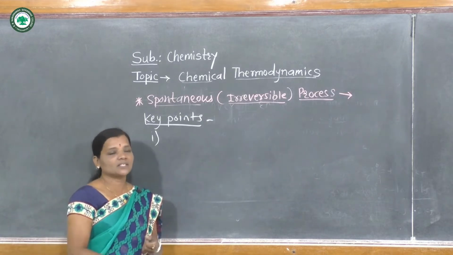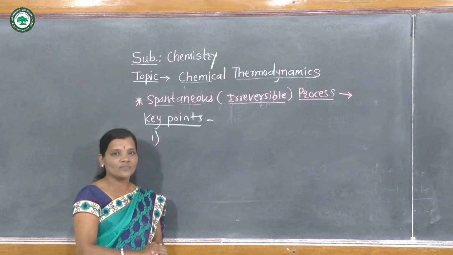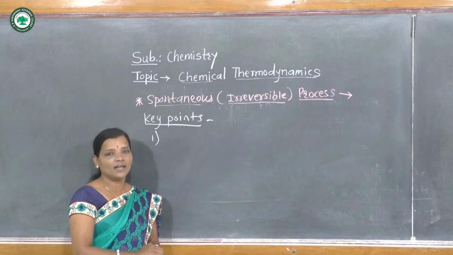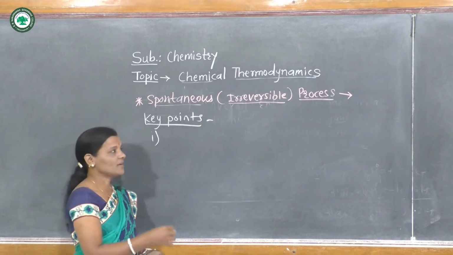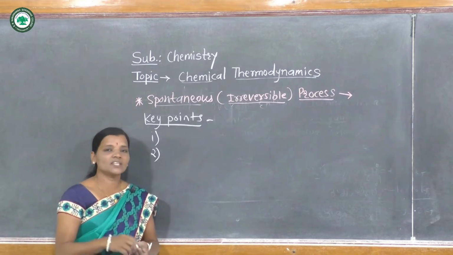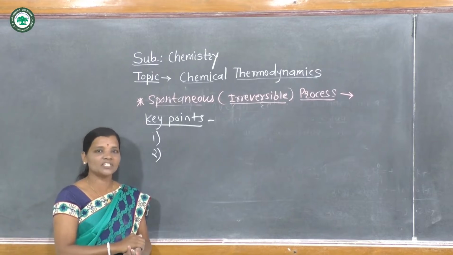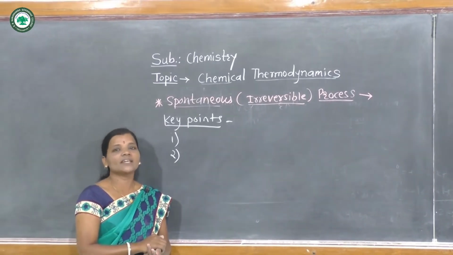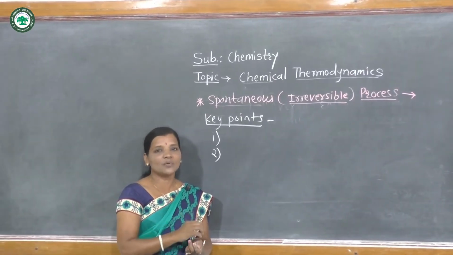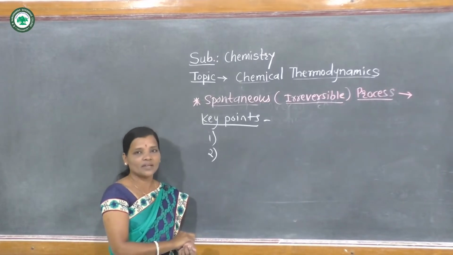Spontaneous reactions, or irreversible reactions, occur on their own. That means they do not need any external help to occur. Second, spontaneous reactions occur in one direction, and the reaction cannot get reversed until an external stimulant is used in that chemical equation.